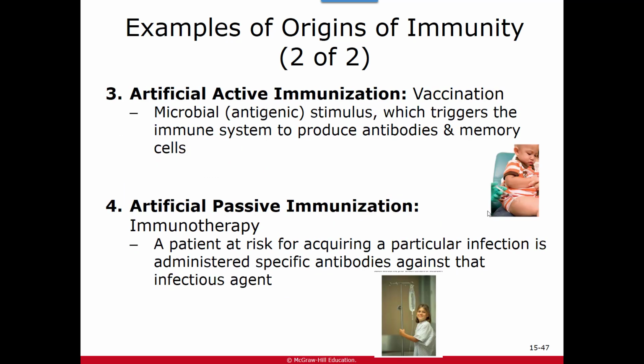Artificial active, so this is all via vaccine, is that we're going to expose the body to some type of antigen via vaccine, and your body's going to recognize it and mount its own immune response. Active. Artificial passive is that via vaccine you're given antibodies. So if you were bitten by a venomous snake or you developed tetanus, via a vaccine you were given antibodies that were made somewhere else.